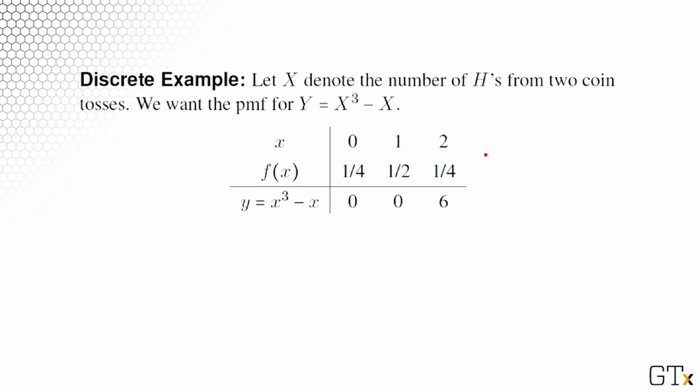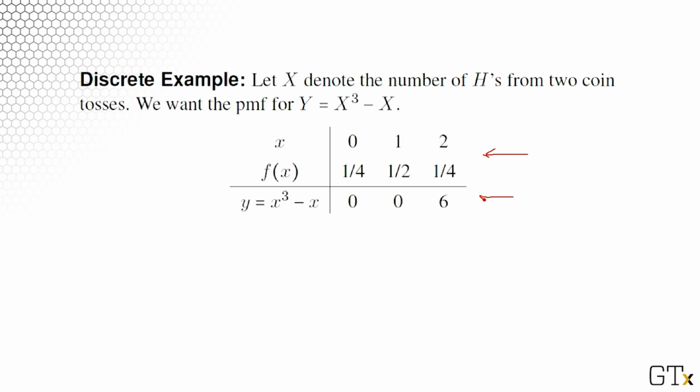So let's start off with a very easy discrete example. I'm going to let x denote the number of heads from 2 coin tosses. And I'm going to derive the PMF for this function of x, y equals x cubed minus x. So anyway, let's look at the PMF of x first. From 2 coin tosses, x can equal 0, 1, or 2, with corresponding probabilities a quarter, a half, and a quarter. So let's look at the corresponding values for y.